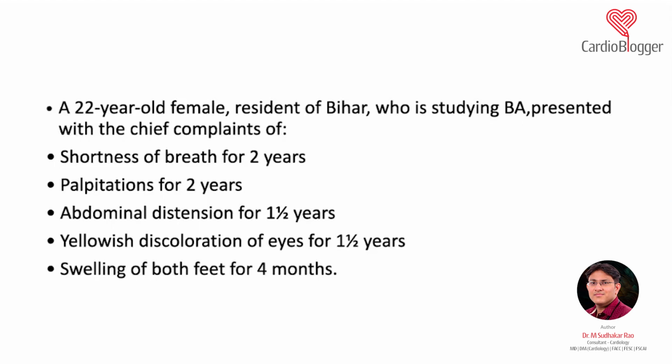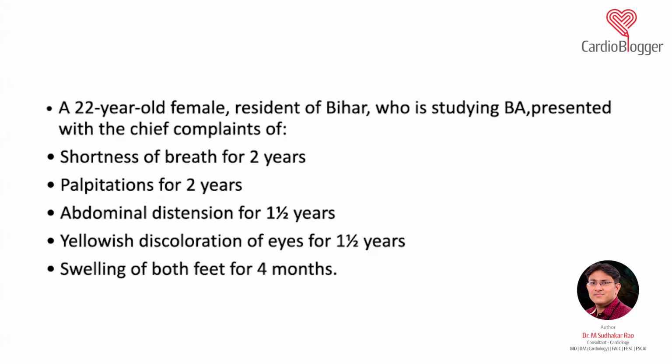Now, yellow discoloration of eyes for 1.5 years. Jaundice, though neglected, is one of the underdiagnosed symptoms of cardiac disease. There are a few cardiac diseases which can present with jaundice. The most important one is cardiac cirrhosis. Because this patient has had abdominal distension for so many years, the patient would have developed cardiac cirrhosis and so developed jaundice.